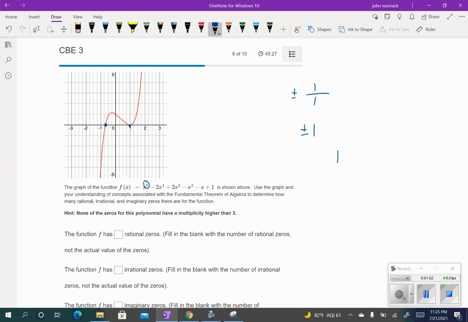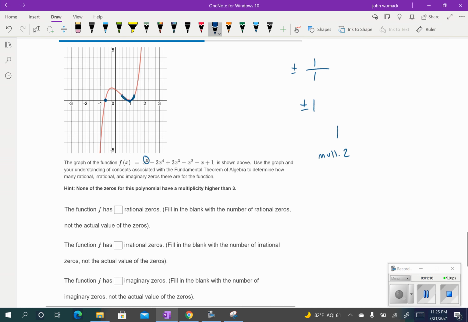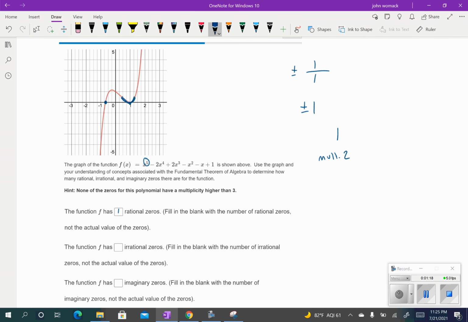Now, it's going to be multiplicity 2, because it bounces off, like it comes down and bounces. So the question is, how many rational zeros does the function have? Even though 1 is repeated twice because it bounces, we only count it once. So it has 1 rational zero.